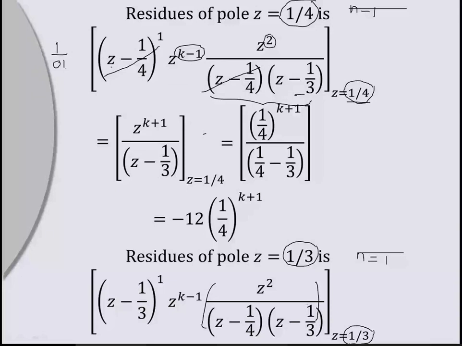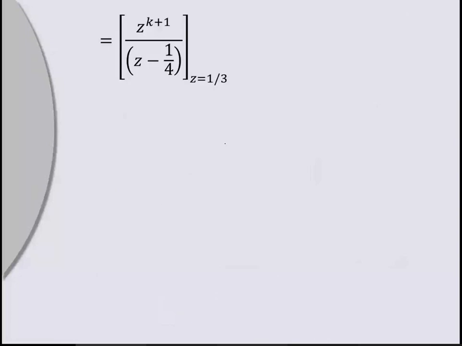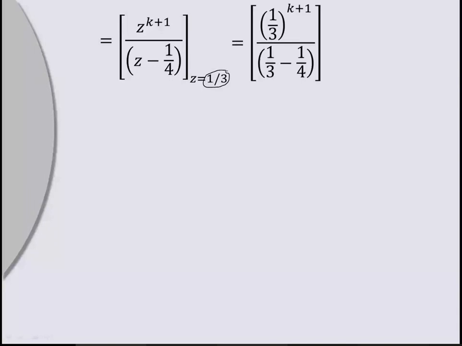Now do the simplification. Z minus 1 by 3, z minus 1 by 3 get cancelled. Then these two powers get added. It becomes z raised to k plus 1 upon z minus 1 by 4. Okay. Now put this value of z, 1 by 3. So it becomes 1 by 3 raised to k plus 1 upon 1 by 3 minus 1 by 4.